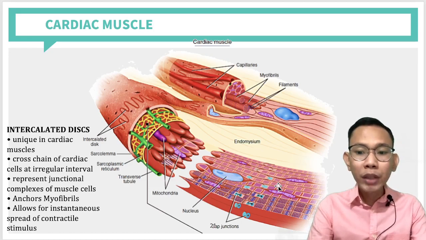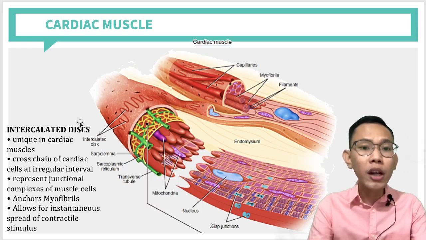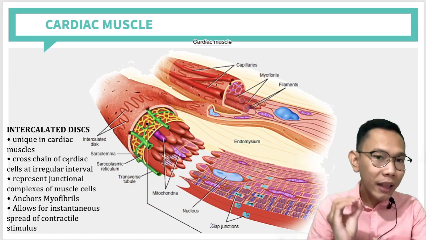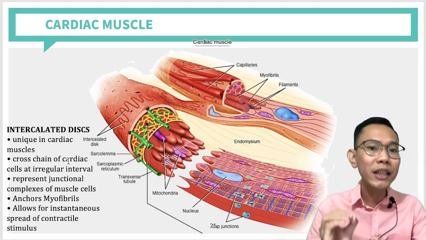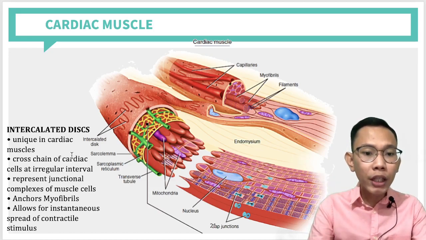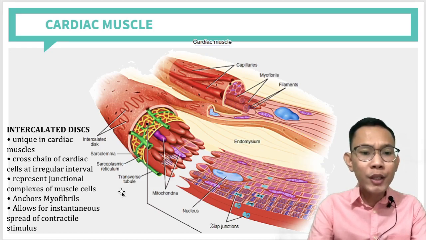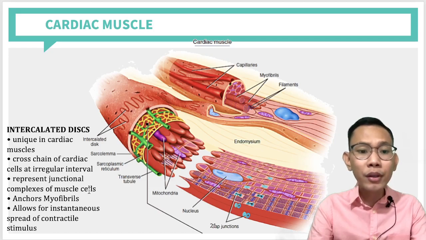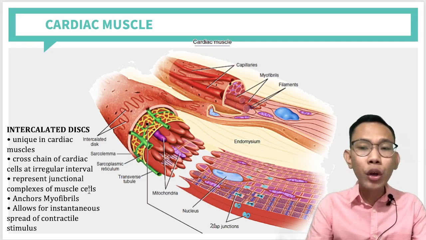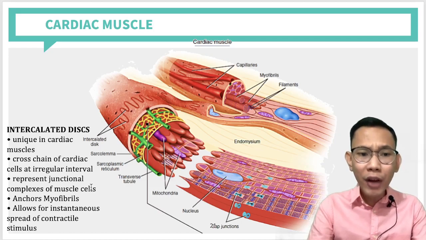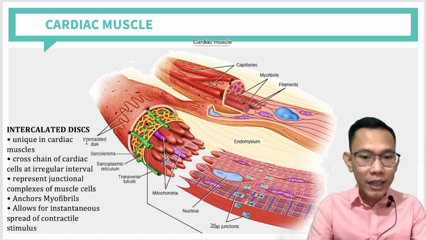The cardiac muscles develop by joining end-to-end through anchoring cell junctions called the intercalated disc. This intercalated disc is unique to your cardiac muscle; it can only be seen in cardiac muscle. It crosses the chain of cardiac cells at irregular intervals, and it represents junctional complexes of your muscle cells, anchors your myofibrils, and also allows instantaneous spread of your contractile stimulus. That is the function of your intercalated discs.